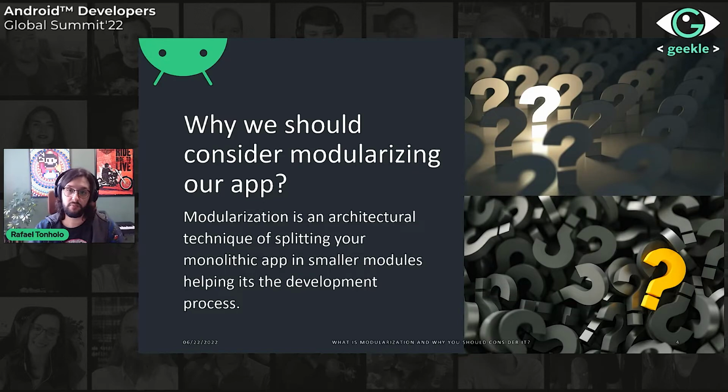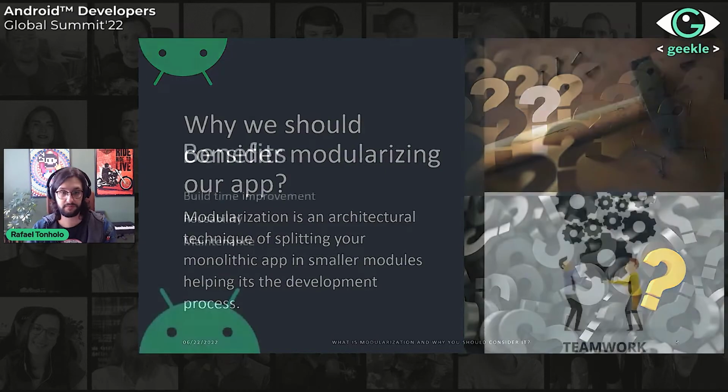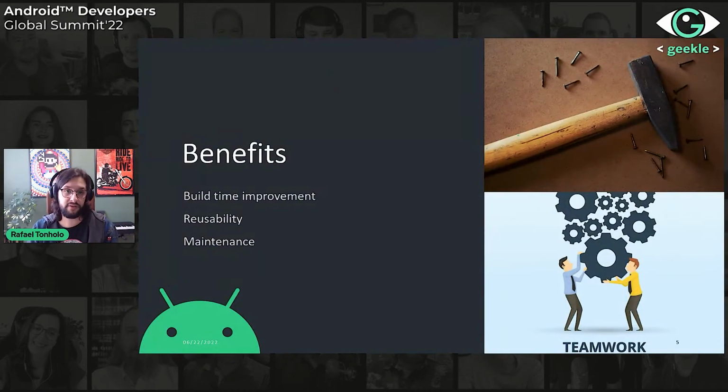In my understanding, modularization is an architectural technique of splitting your monolithic app into smaller modules, helping you with build time, organizing your code, improving the separation of concerns, enabling reusability among apps, maintenance, etc. Basically, it's getting a project and breaking it down into smaller pieces. It should be easy, and it sounds like it's only moving files around, but it might get tricky doing it. And what are the benefits of doing that?